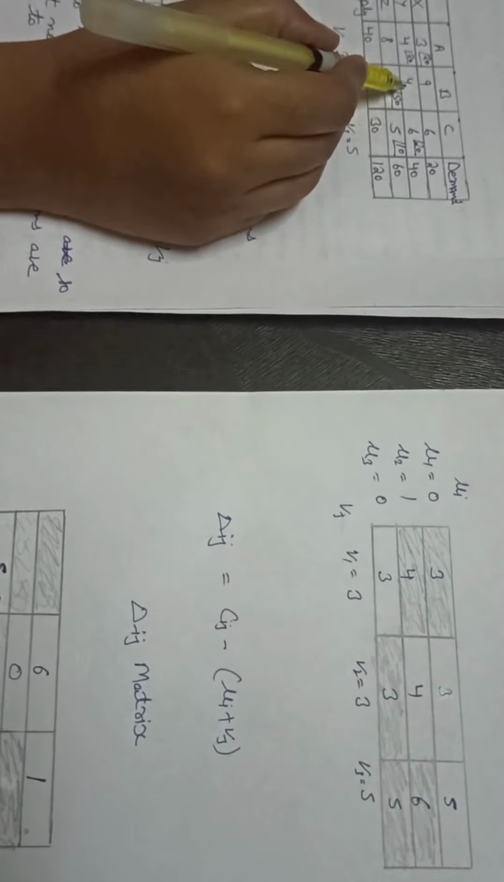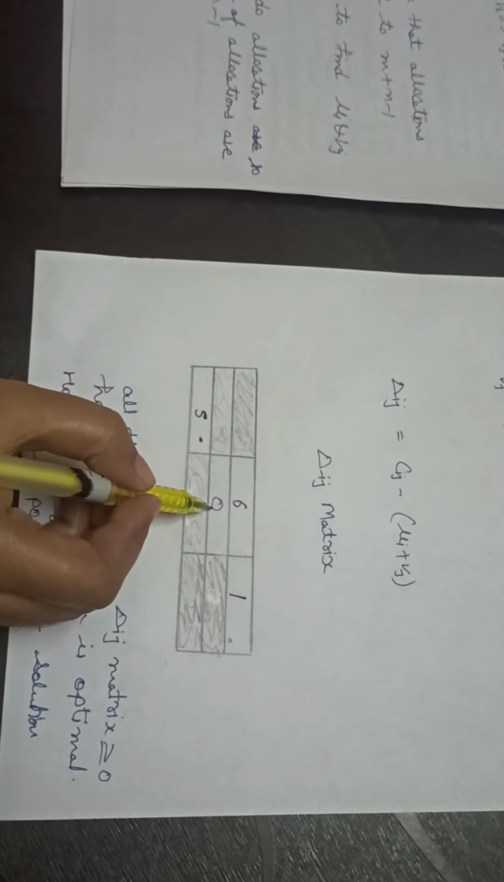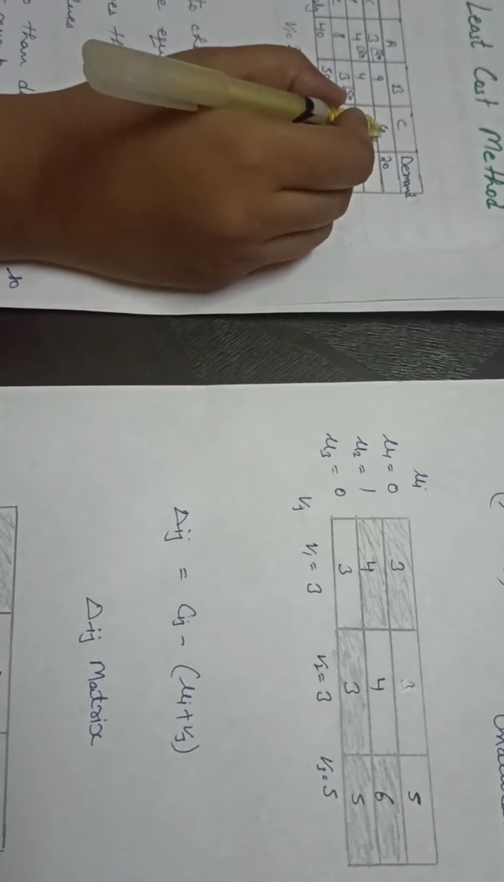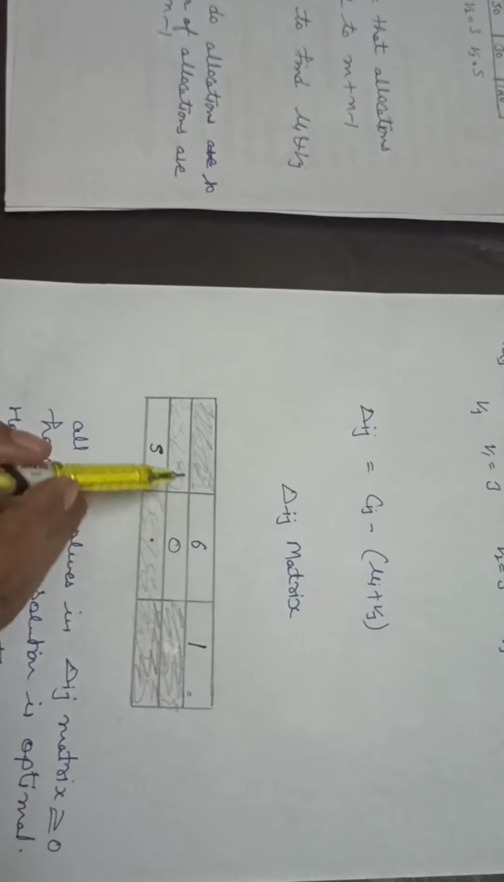Also in the second cell we have 4, and in the UI plus VJ matrix also we have 4. 4 minus 4 is equal to 0. Next, in this cell we have a value of 6 in the original cell, and in the UI plus VJ matrix we have 5. 6 minus 5 is equal to 1. So we have completed this matrix.